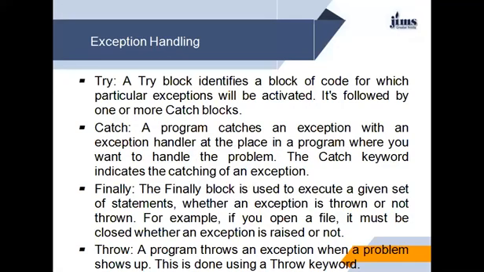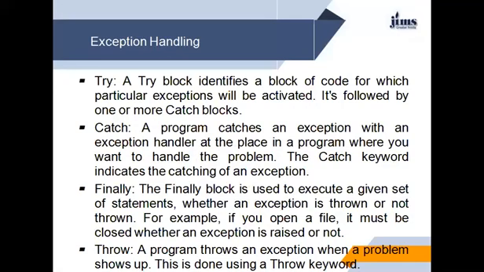The catch keyword indicates the catching of an exception. The try block will throw the exception and the catch block will catch that exception. So please remember that one try block can have one catch block or many catch blocks.